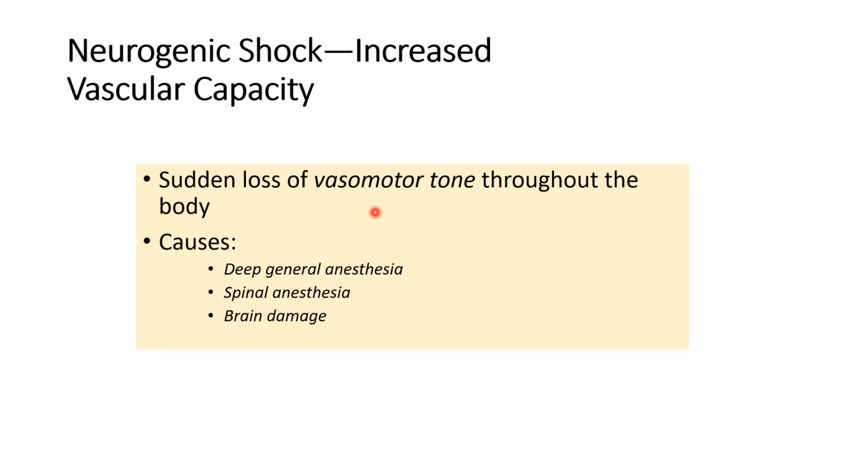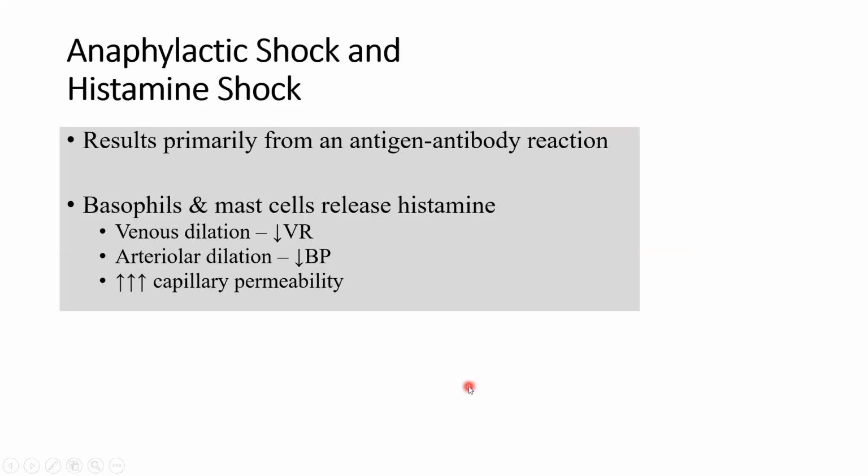Now you come literally full 360 degrees, complete with the vasomotor tone. You can predict right up till the end: the arterial blood pressure will plummet, and the person will go into shock. This is one type of shock. Another one is anaphylactic shock, also called histamine shock.